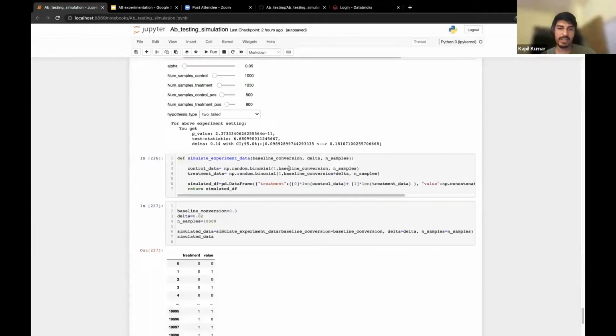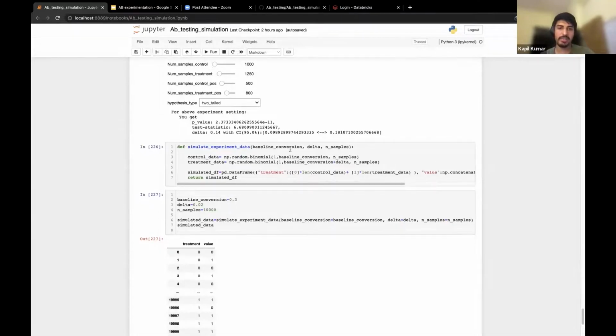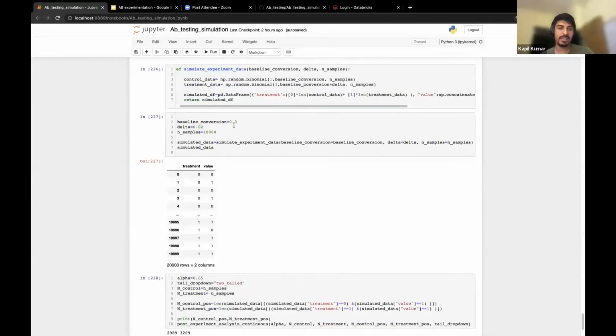For example, I've created this function. Basically, given the base conversion, the delta, and the number of samples, it will simulate the data. For example, the base conversion is 0.3, the delta we are expecting is 0.02, and I've kept the number of samples as 10,000 instead of 8,200, just because it is always better to overshoot in terms of your sample size instead of undershooting.